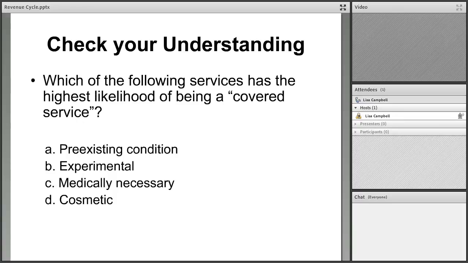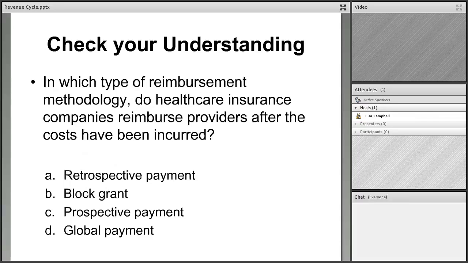Which of the following services has the highest likelihood of being a covered service? A, pre-existing condition, B, experimental, C, medically necessary, or D, cosmetic? And the answer is C, medically necessary.